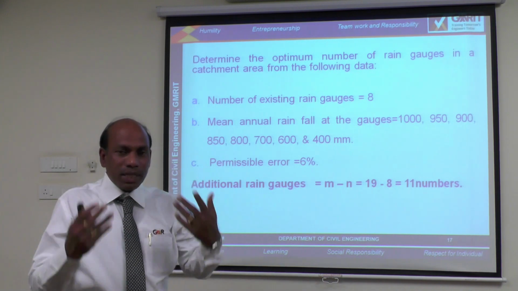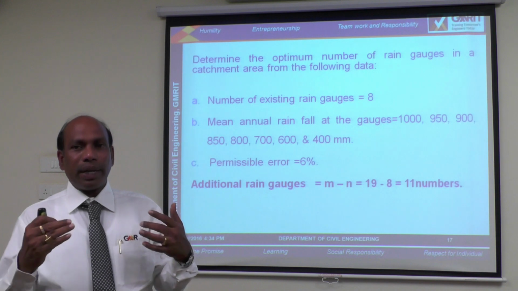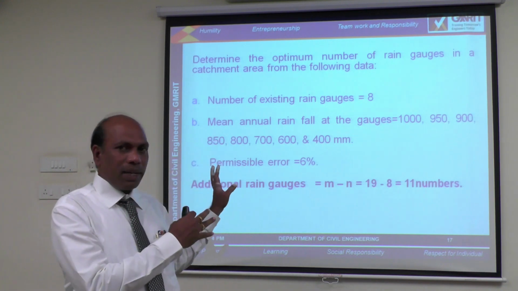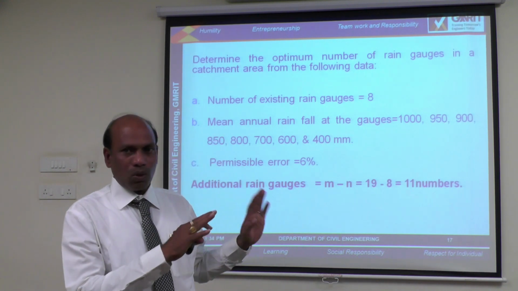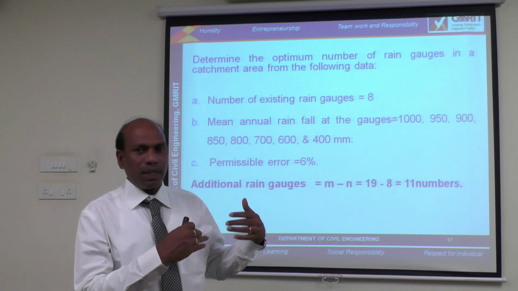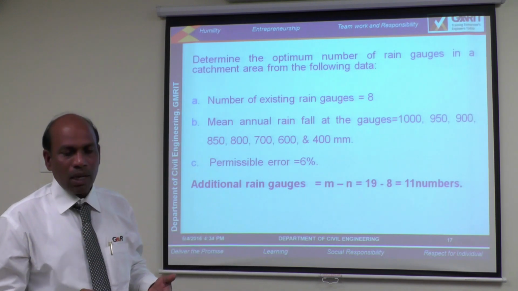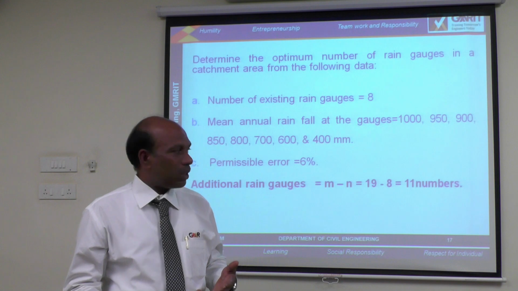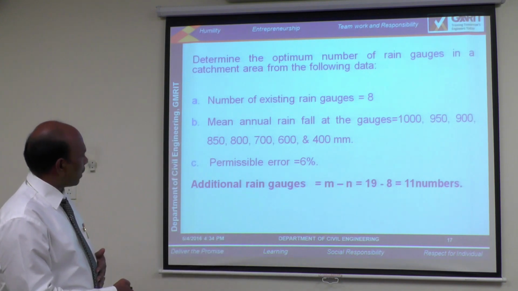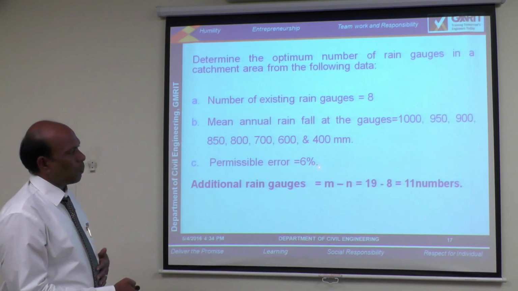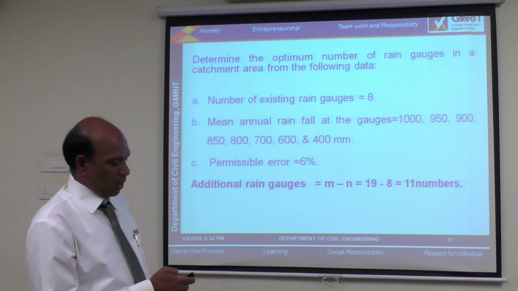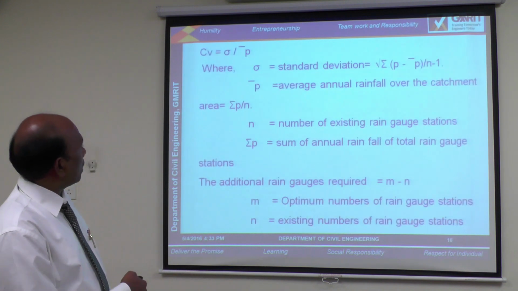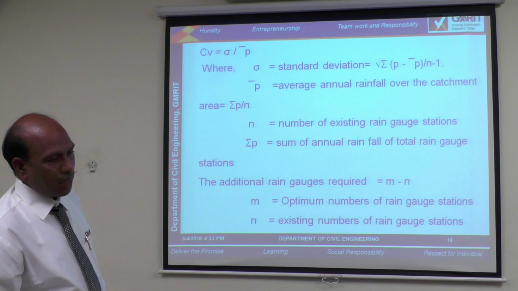Now we are going to estimate the optimum number of rain gauges required. If these 8 rain gauges are sufficient, okay, there is no problem. After calculating all this, we are going to finalize the number of rain gauges required on a particular area. Here they have also given the permissible error, that is 6%. Right. So we know the formula, and first we are going to do backward calculations here.